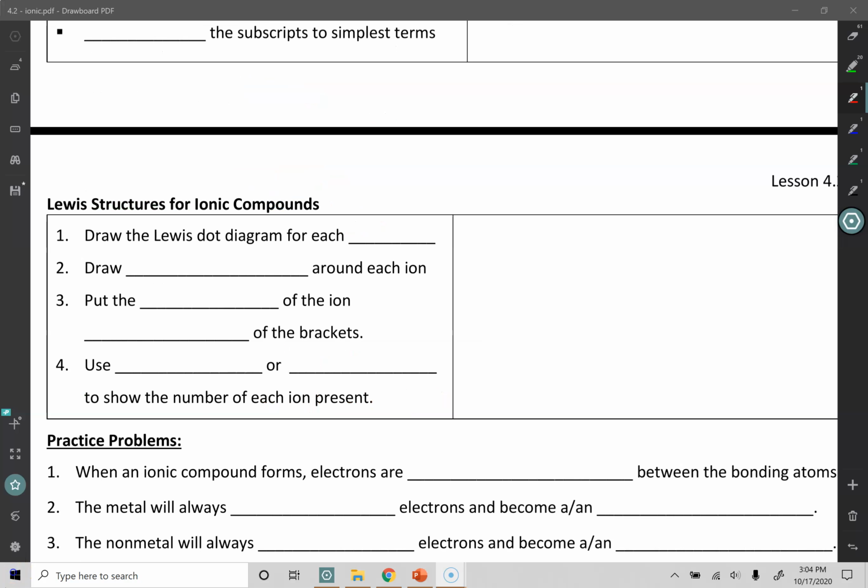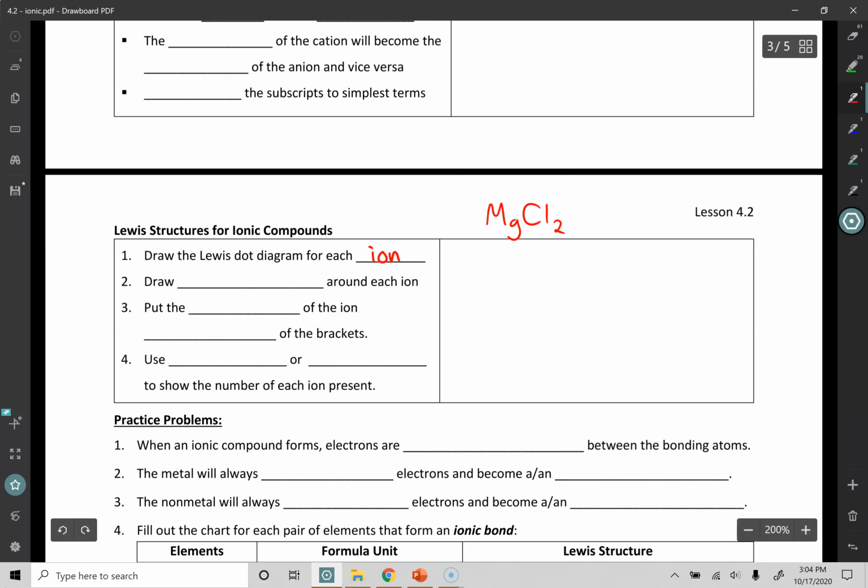Let's get back to the notes. Actually, I think I'd probably just prefer to take care of it here, so we'll do it here. So we're going to draw a Lewis dot diagram for an ionic compound, and we'll stick with this MgCl2 that we've been working with so far. The first order of business is to draw the Lewis dot diagram for each ion. Not atom, but each ion, since in an ionic compound, ions are present. We talked about this in the previous lesson, how your cation is always going to have no electrons around it, and your anion is going to have a complete octet.